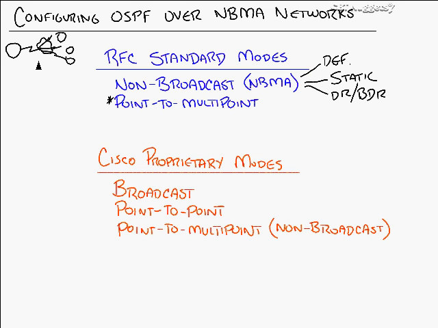Now, looking at the name, I kind of grin and I think, point to multi-point treats it like point-to-point. It's kind of funny, but that's how it works. There is no DR that is elected because it thinks they're point-to-point connections. And it is dynamic. It will be able to discover these neighbors dynamically because it will just send hello packets down each one of the DLCIs. It does some other things for us as well. It will create by itself magically static routes for each one of these neighbors.